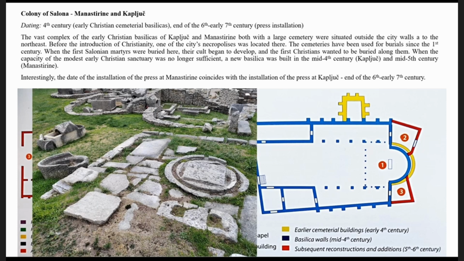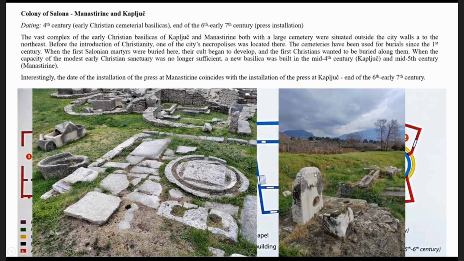So you can see the situation today. This is the pressing device at Manastirine. It's the typical example of a late antique pressing device. You can see the pair of stone stipites here. Here is the press bed and base for arbores. Here is the mola olearia, which is an olive mill. Similar type of pressing device at Kapljuc. Also a pair of stipites. I hope you can see it in the picture.